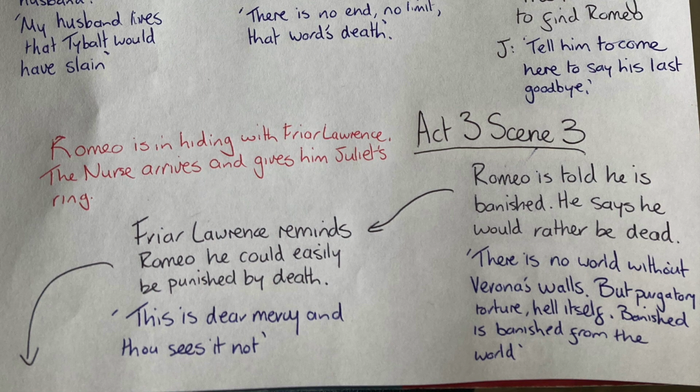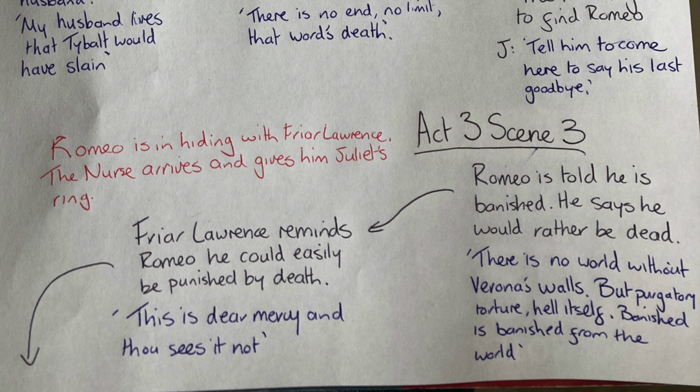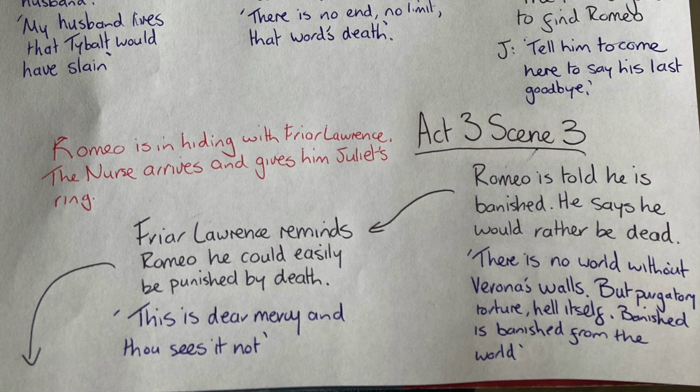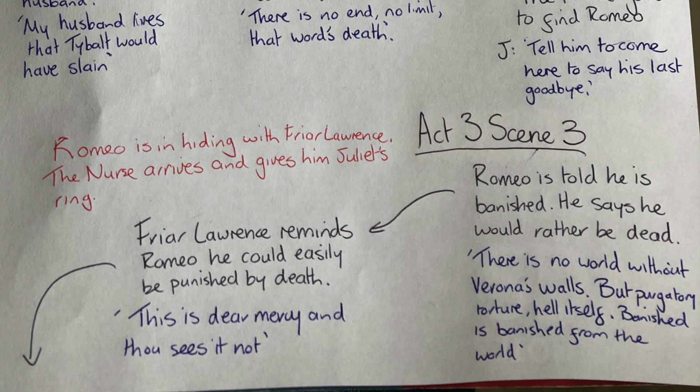Okay, the next scene we look at is Act 3, Scene 3, which is almost like a parallel to Act 3, Scene 2. So in Act 3, Scene 2, we have Juliet's reaction to Romeo's banishment. In Act 3, Scene 3, we have Romeo's reaction to this. So Romeo is hiding at Friar Lawrence's cell, where he prays, so that he's with the friar and he's there to hide and lie low so that nobody can find him. The nurse arrives and gives him Juliet's ring to show her love for him.